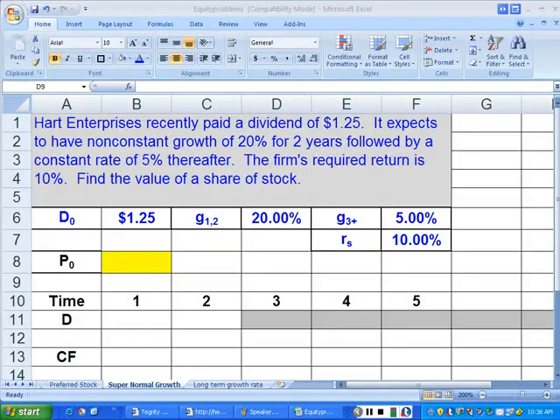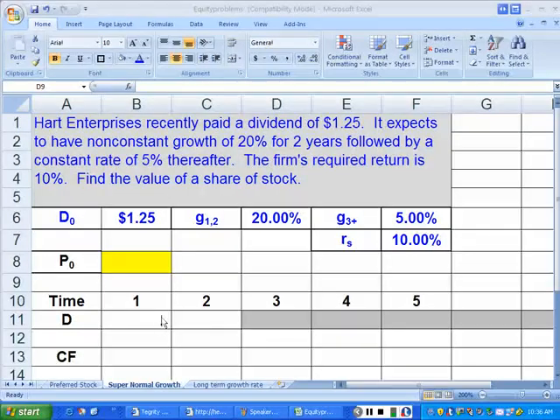Hart Enterprises recently paid a dividend of $1.25, so that would be D sub 0. It expects to have non-constant growth of 20% for 2 years, followed by a constant rate of 5% thereafter. So it has heightened growth for at least the next couple periods. The firm's required return is 10%. Find the value of a share of stock.